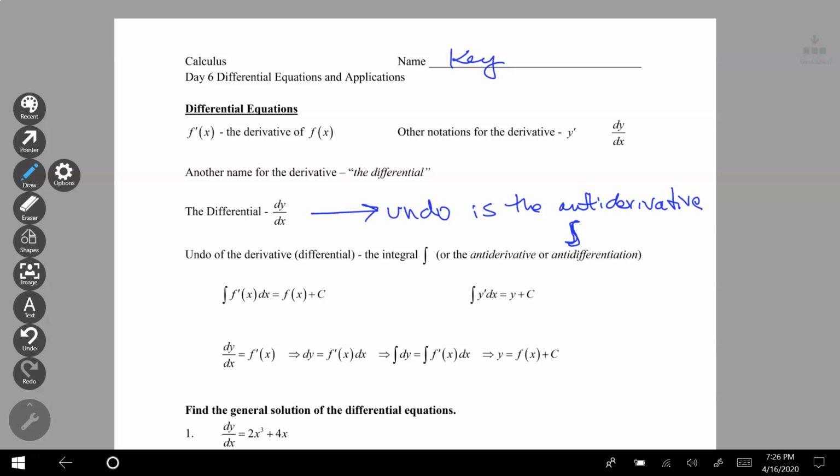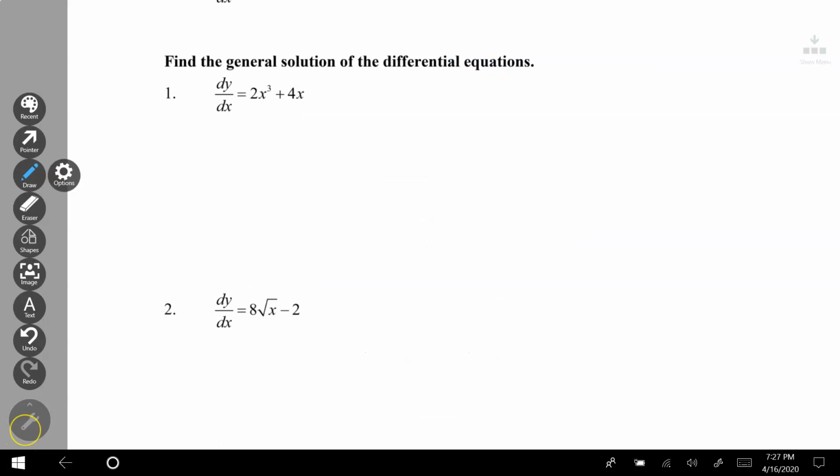Okay? So in other words, if we take the antiderivative of the derivative, we should get the original function. And don't forget, there's always a plus c. We've done this before. We'll go through some examples before we get into doing the real-life applications. But the whole idea is that we're taking the antiderivative. So if you recall, we've done problems like this before.